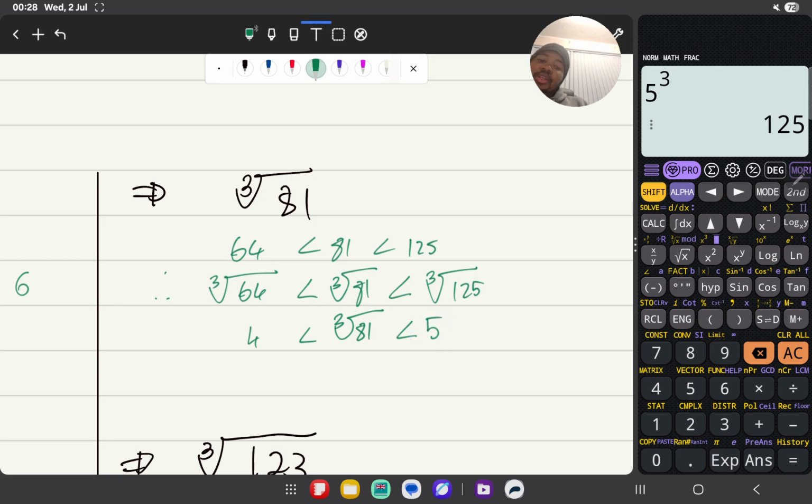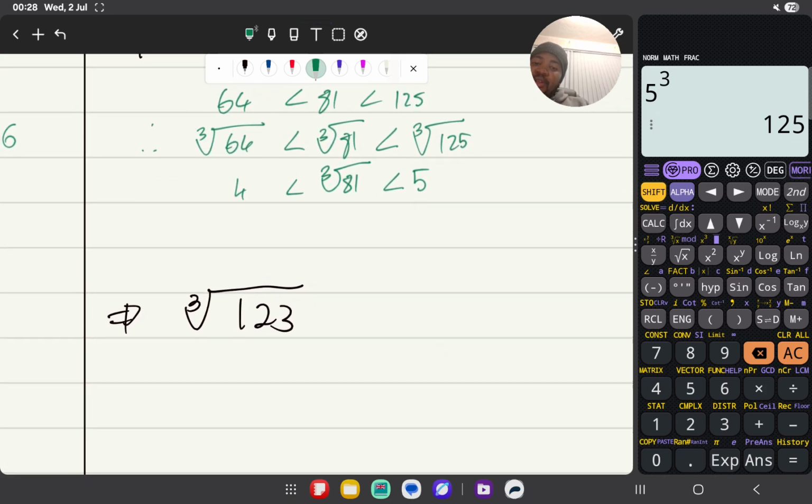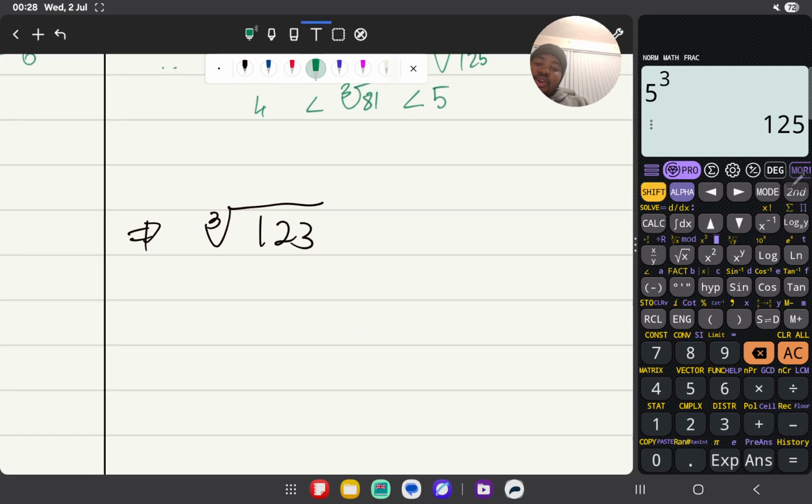So you know this number is between 4 and 5. Here is the other one, the one with the cube root. We have a cube root of 123, né? 125 is above. So from here you already see 123 is smaller than 125. That means we can also put 64, right?